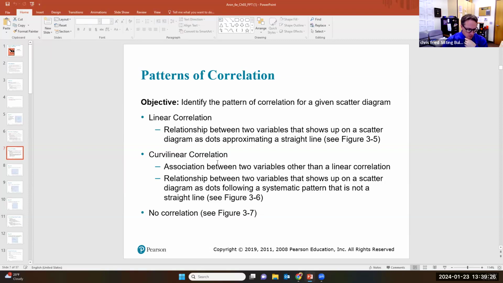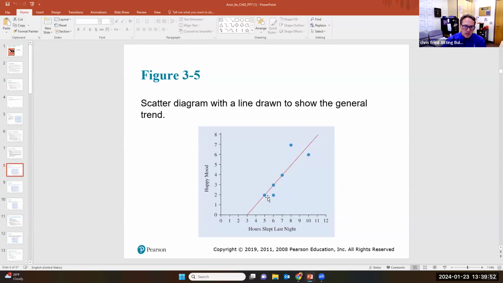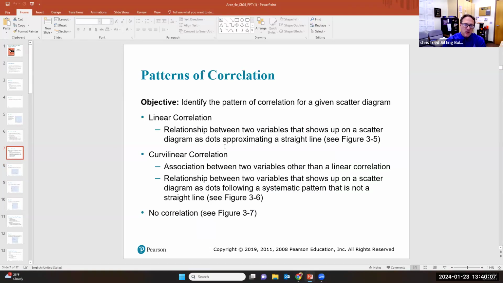Now, there are different patterns of correlation that we want to be aware of: linear, curvilinear, and no correlation. We'll take a look at these in a minute. Linear correlation shows a relationship between the two variables that appears on a scatter diagram as dots approximating a straight line. If we go to figure 3.5, you can see it's somewhat close. It's not exactly on the line, but several dots are on a straight line and others are somewhat close. So again, that's an approximate straight line.